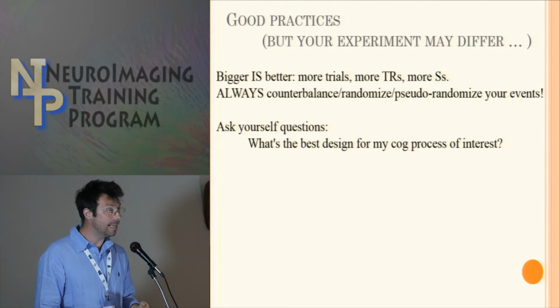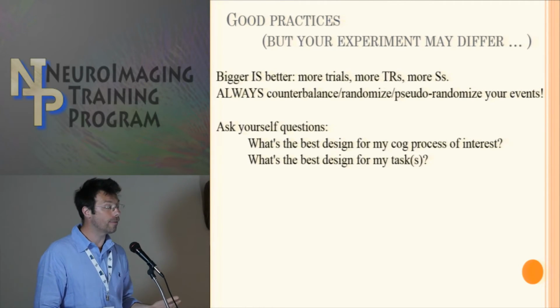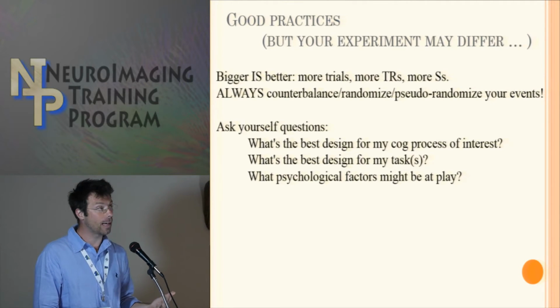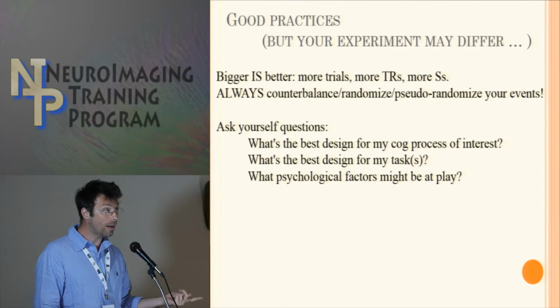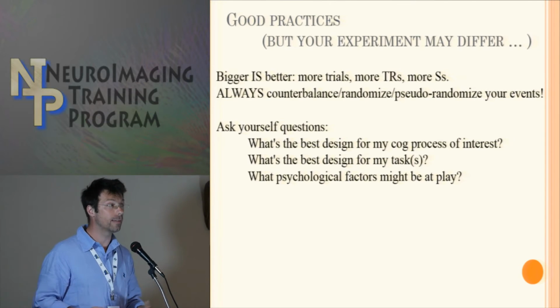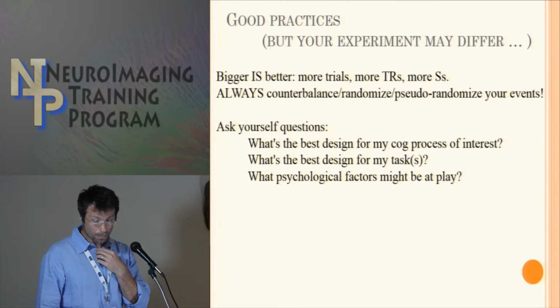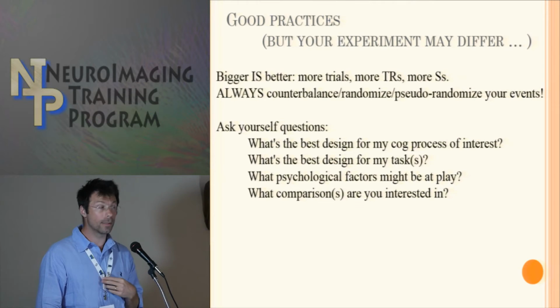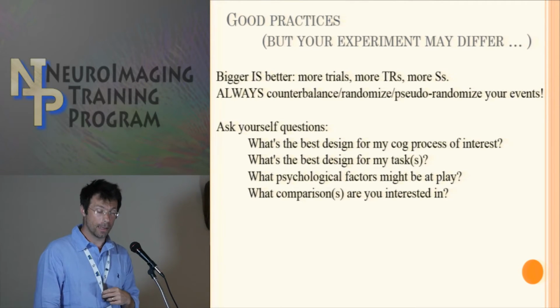What's the best design for your cognitive process of interest? Here you're really introspecting, thinking it over, looking at the previous literature, in terms of turning your question into an MRI task. But in terms of then designing the actual thing, what's the best design for your task? Here you can do a lot. And then once you have different designs in mind, what are the psychological factors that might be at play?